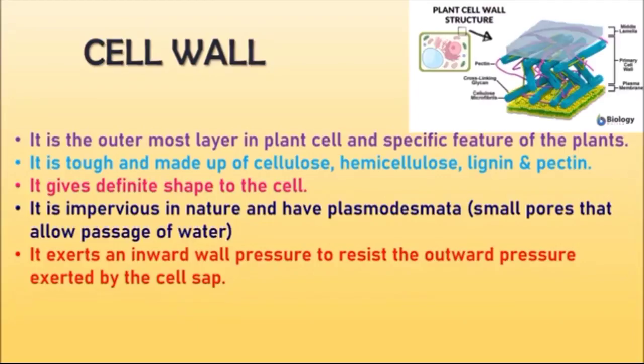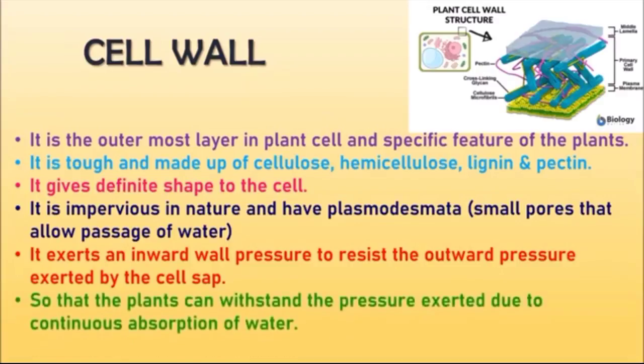It exerts an inward wall pressure, that is pressure towards inside the cell, to resist the outward pressure exerted by the cell sap. Because the plants continuously absorb water and the water gets into the cell continuously, it may exert a lot of pressure towards outside. So to resist this outward pressure, the cell wall exerts inward wall pressure, so that the plants can withstand the pressure exerted due to the continuous absorption of water.